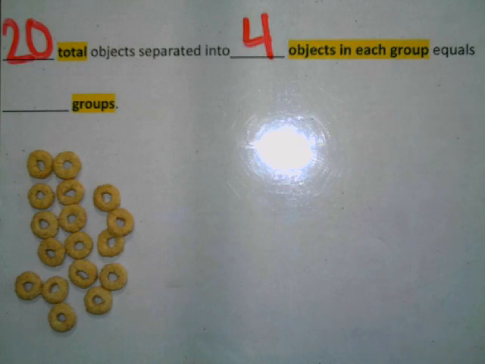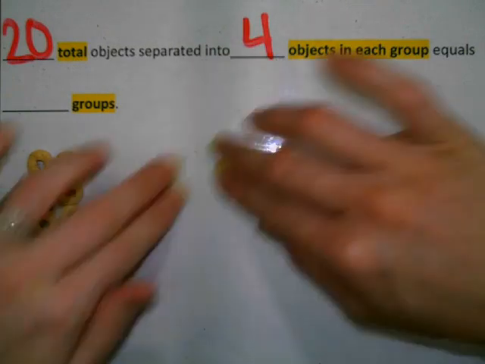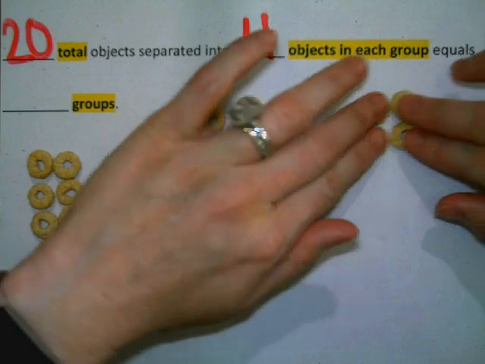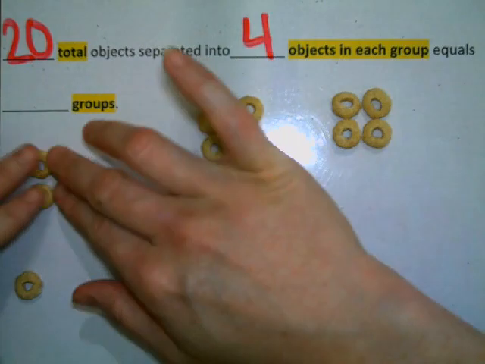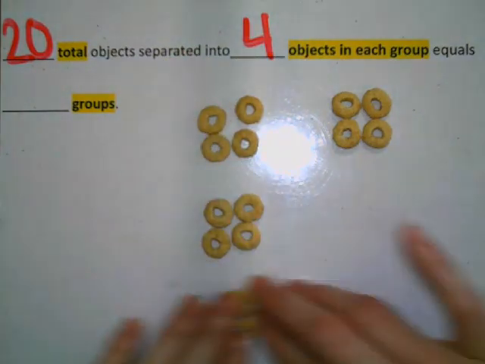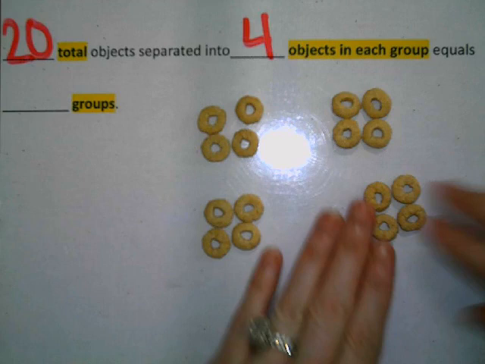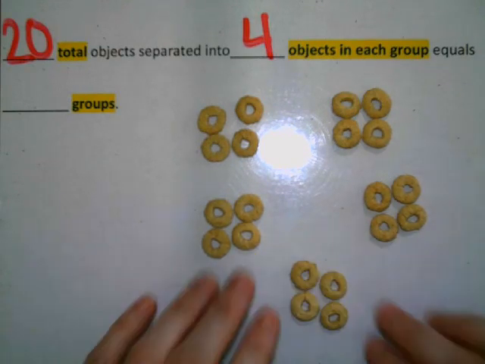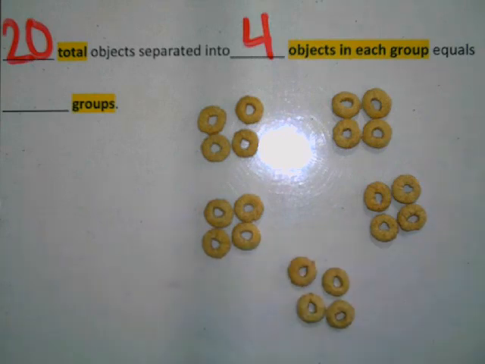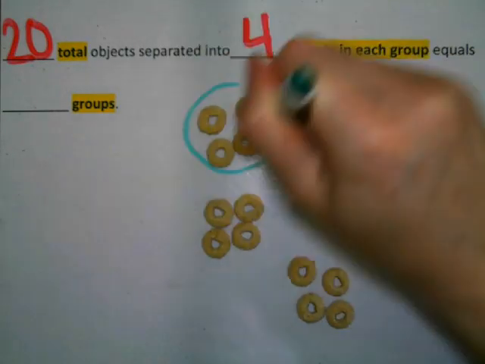Okay, let's see if you are correct. You have your 20 total objects, and you're separating them into 4 objects in each group. So when you do that, there's a group, here's another group of 4, another group of 4, and another group of 4. Let's see if you can see that. So we've used our 20 total objects separated into groups of 4, and let's see how many groups we made.